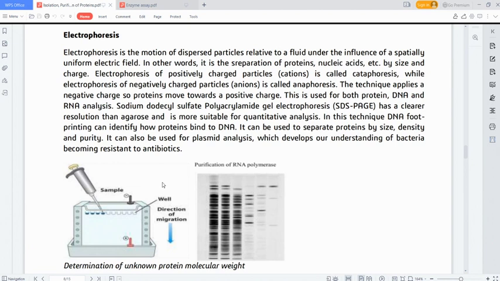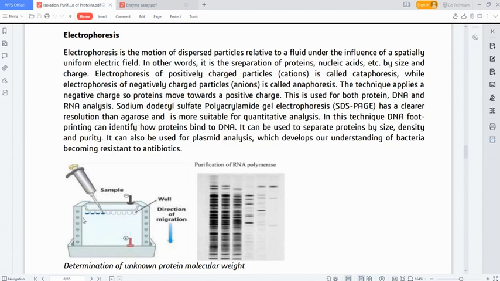Now, one thing we always notice is that during electrophoresis, most times, the protein or the RNA is normally mixed with SDS, and this SDS is sodium dodecyl sulfate. Okay, now SDS does two major things to the protein. One, it will help denature the protein. Two, it will confer a negative charge to the protein.